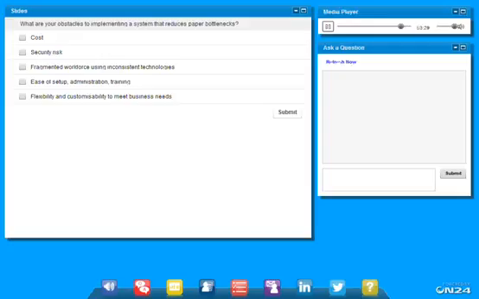Right. So I wanted to ask you in the audience, what are your obstacles to implementing a system that reduces paper bottlenecks? I mean, are we talking about cost? Is it the security risk? Is it the use of different technologies that may not necessarily play nicely together? Your flexibility and the ease of setup, that it's just going to be more trouble than you think it's going to be worth. I'm really curious to hear.